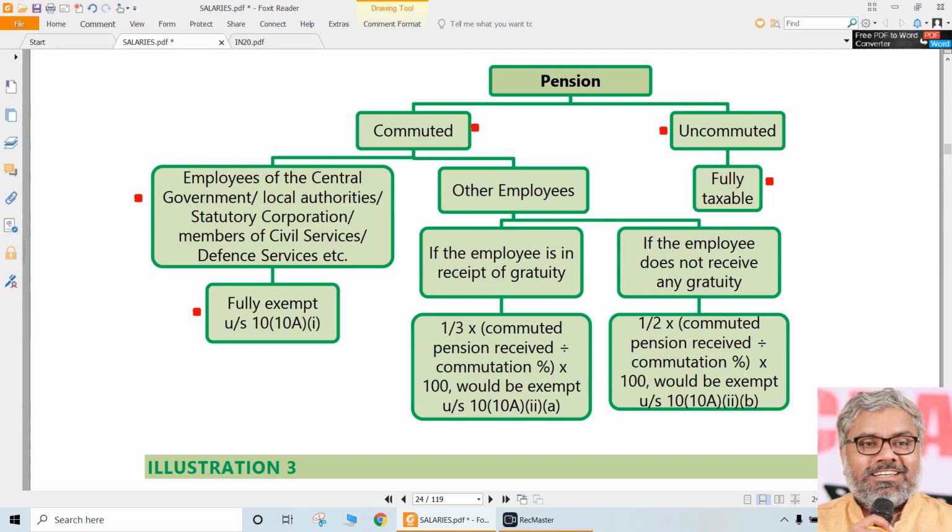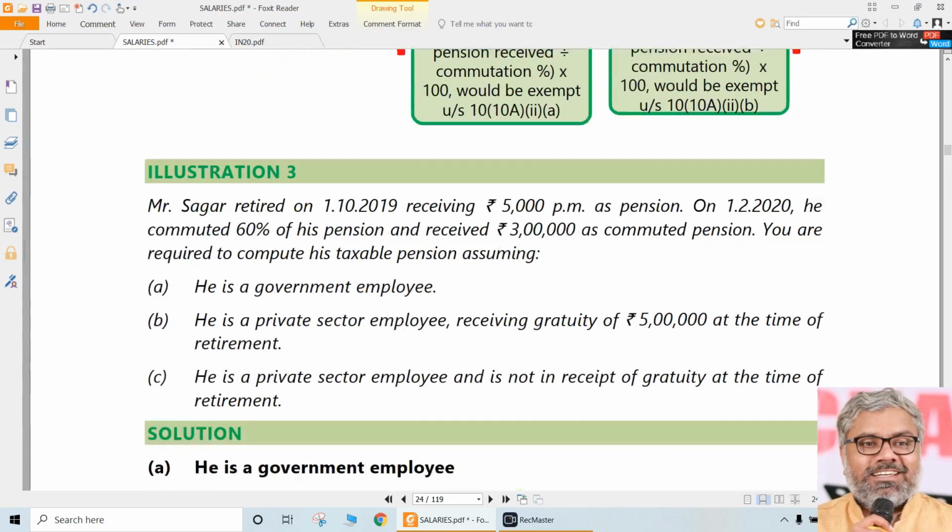10(10)(a) is enough. In case of other employees, once again you have to check whether the employee is in receipt of gratuity or not. If the employee is in receipt of gratuity, 1/3 of the commuted pension into 100 by percentage of commutation. If the employee did not receive gratuity, then half of the commuted pension into 100 divided by percentage of commutation. That will be exempt under section 10(10)(a). That is the exemption related to pension, commuted as well as uncommuted.